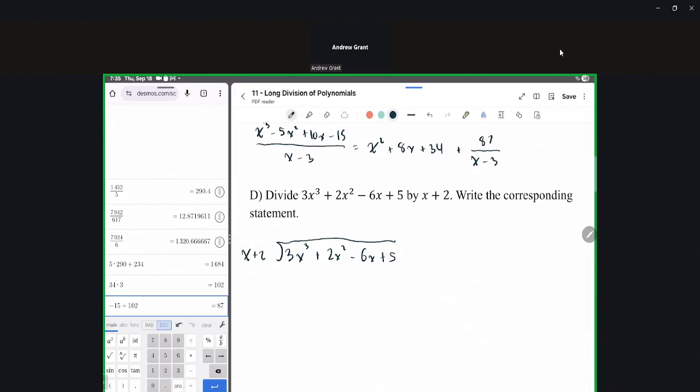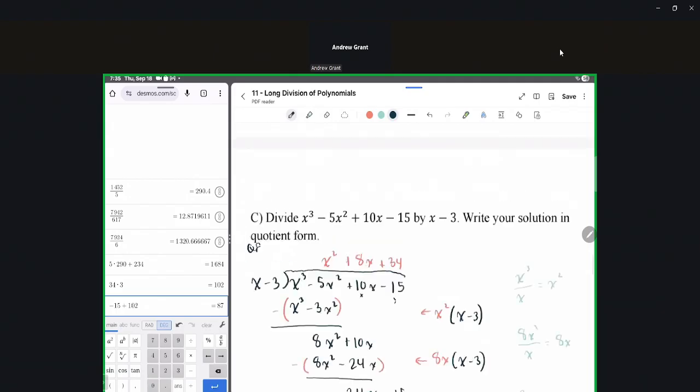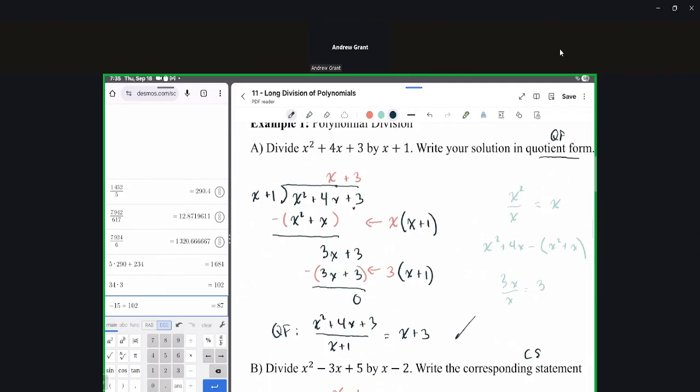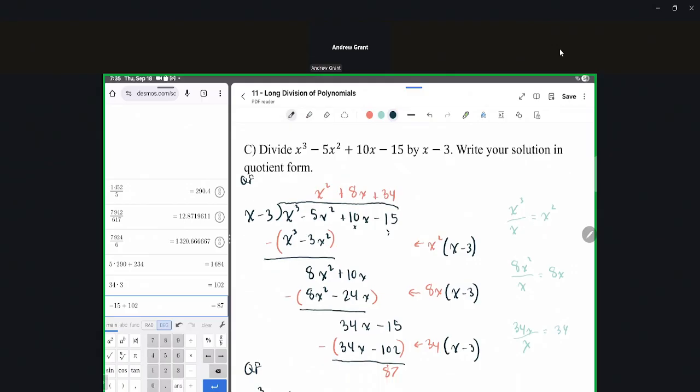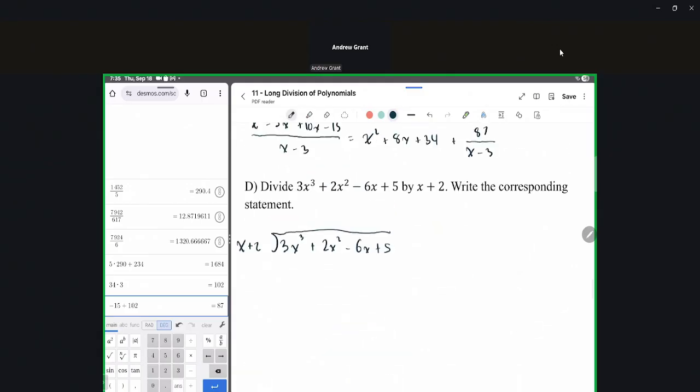Now, you might have noticed a pattern here. And if you didn't, that's okay. So if we took a quadratic and divided by a linear expression, we got a linear expression. If we took this cubic, or degree 3 polynomial, and divided by a degree 1 polynomial, we got a degree 2 polynomial. That's not an accident. In fact, that's always what happens. So if you have, say, a degree 7 polynomial and you divide by a degree 1 polynomial, you'll end up with a degree 6 polynomial.